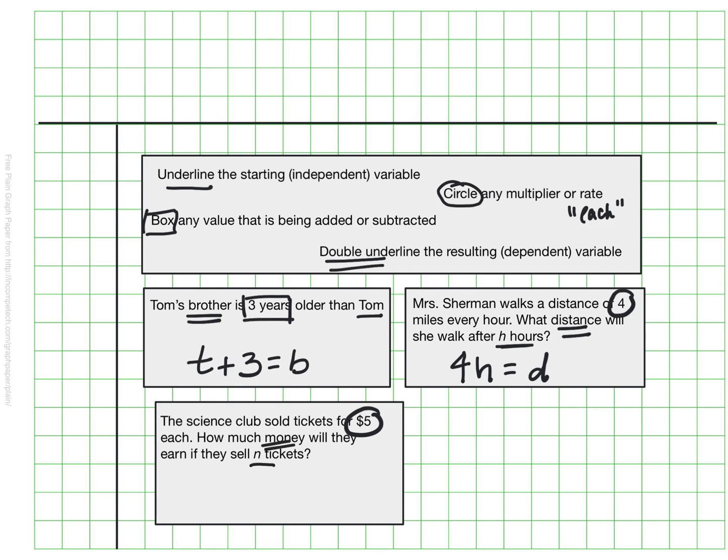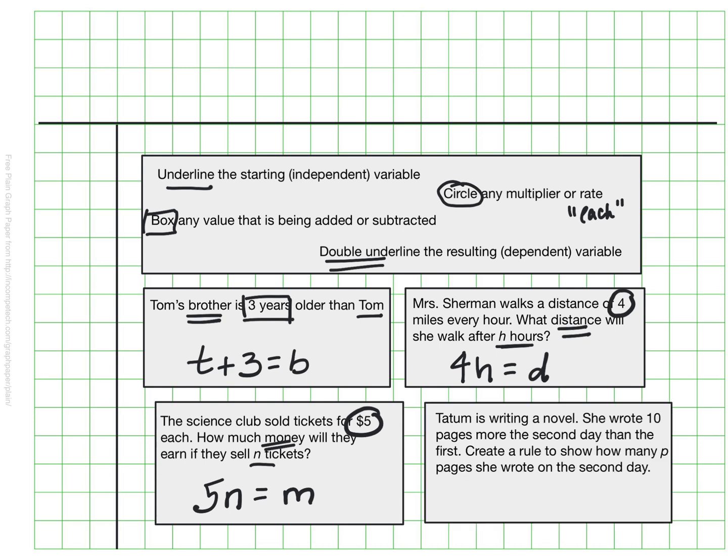So we're going to sell some tickets. That was our N. We know they're $5 each, so I'm going to write $5 times N, or 5N, and that will tell us how much money they earn. And so if they sell 40 tickets, I could do 5 times 40. If they sell 80 tickets, I could do 5 times 80. And that would tell me how much money they have earned.